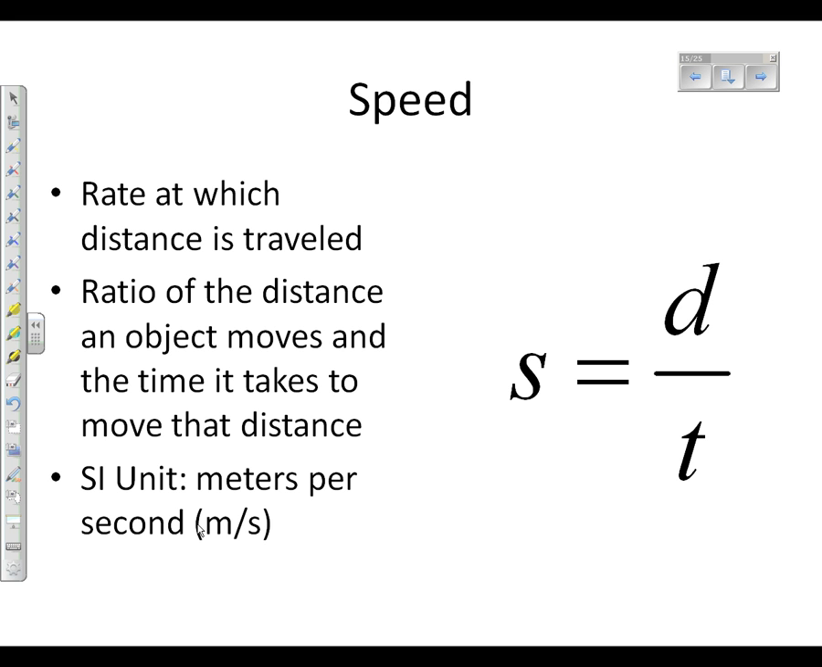There are other ways that we can measure speed, but in SI units, it would be meters per second. Good there? Okay.